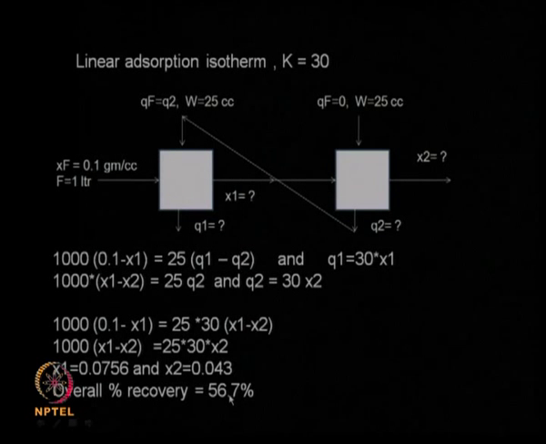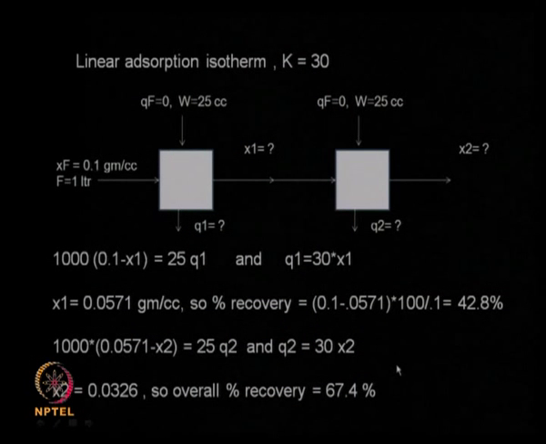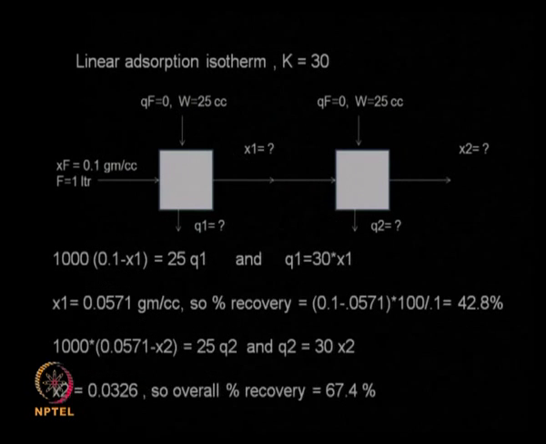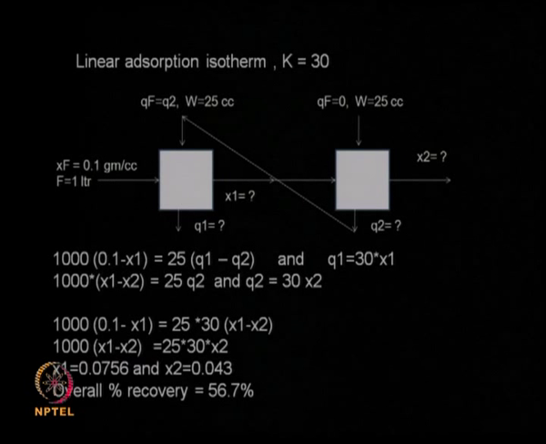If you notice the percentage efficiency from the previous problem, where we used a cross flow type of design, this is a counter current type of design. So in the cross flow I got 67.4% recovery, whereas here I get about 56.7. So almost a reduction of 10%, right.